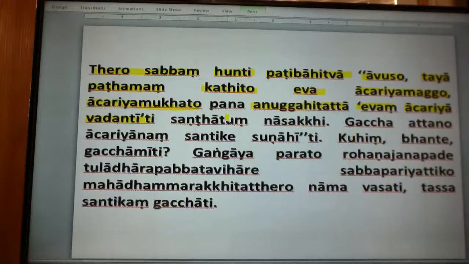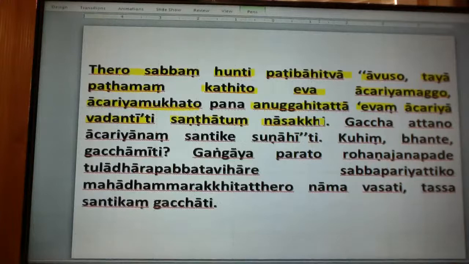Vadandi means explain like this. Acharya means teacher. Santado means strongly standing from the side of your teacher, not Sakoti.